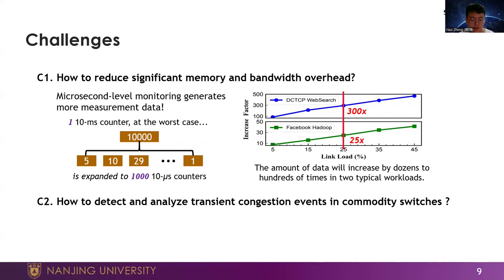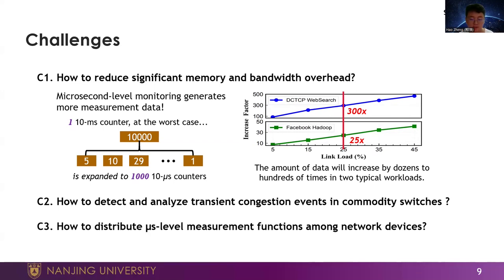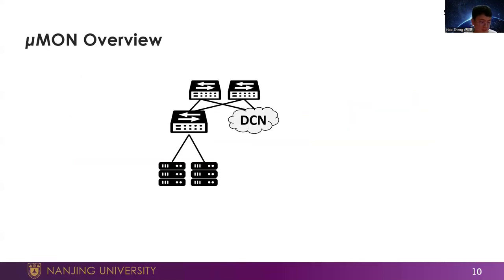To achieve large-scale deployments, we need to consider a general solution that can work directly on legacy commodity switches. Consider the potential resource cost of the new functions. The short challenge is how to distribute microsecond-level measurement functions among network devices. We design and implement micromon, and this page gives a high-level view of the system design.